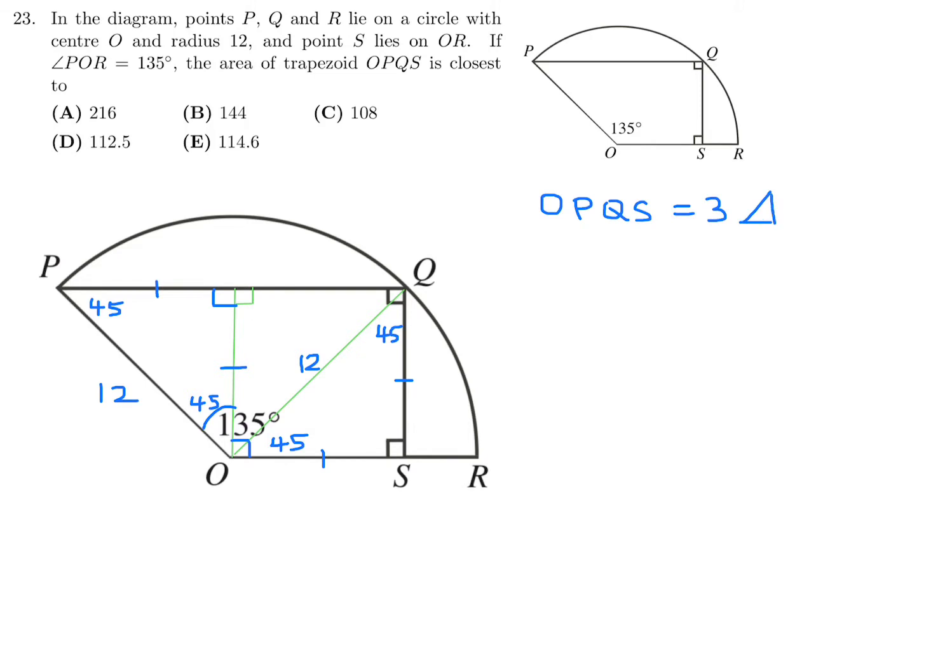Okay, so how do we figure out the area of the triangle? Well, I will label this side x, and this side, of course, therefore is x also, since it is equal.